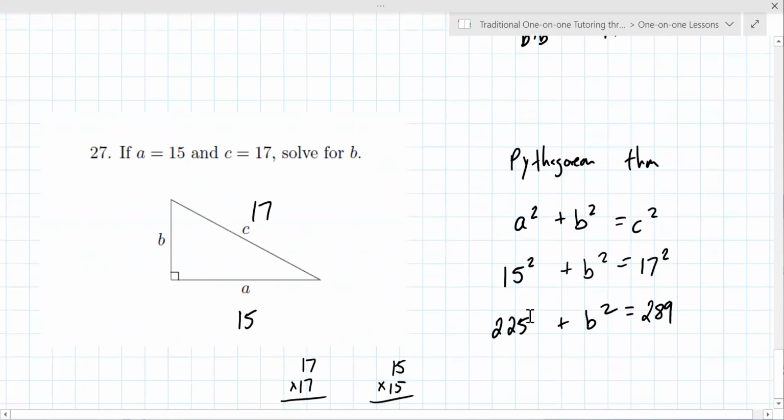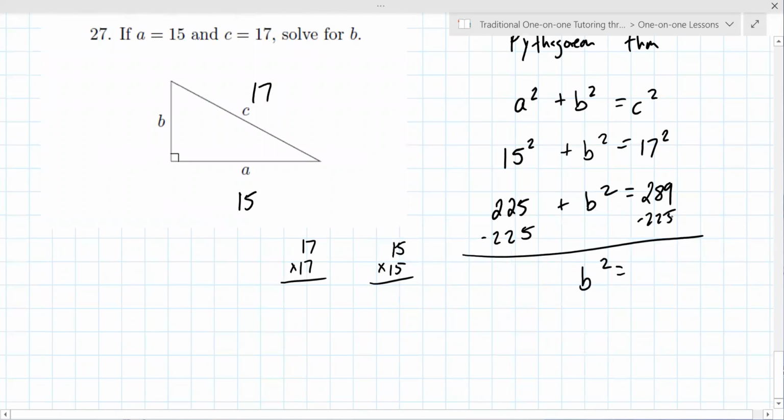So down here, what number are you going to subtract? I'm trying to help you out here by pointing to it. Okay, 225 plus b squared. So you have to subtract 225 from 289. You subtract 225 on both sides of the equation. Okay, so b squared equals, what is 289 minus 225?